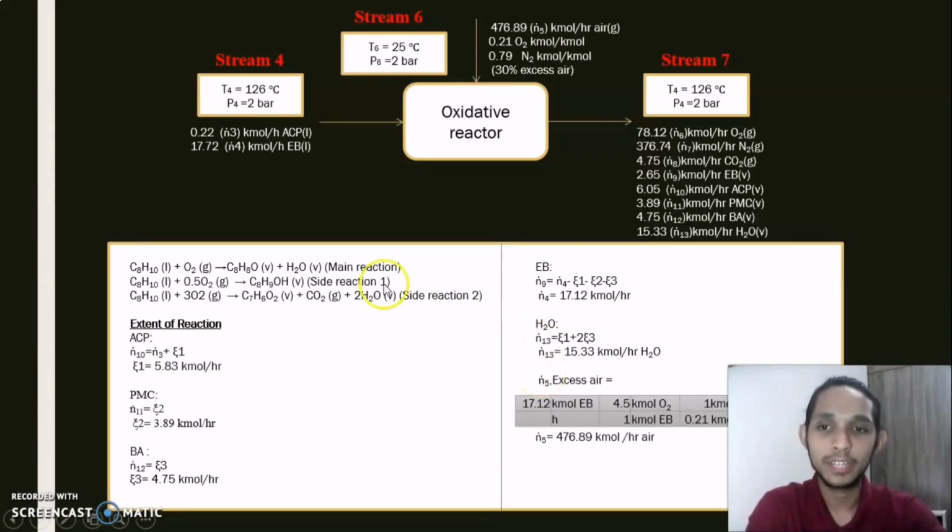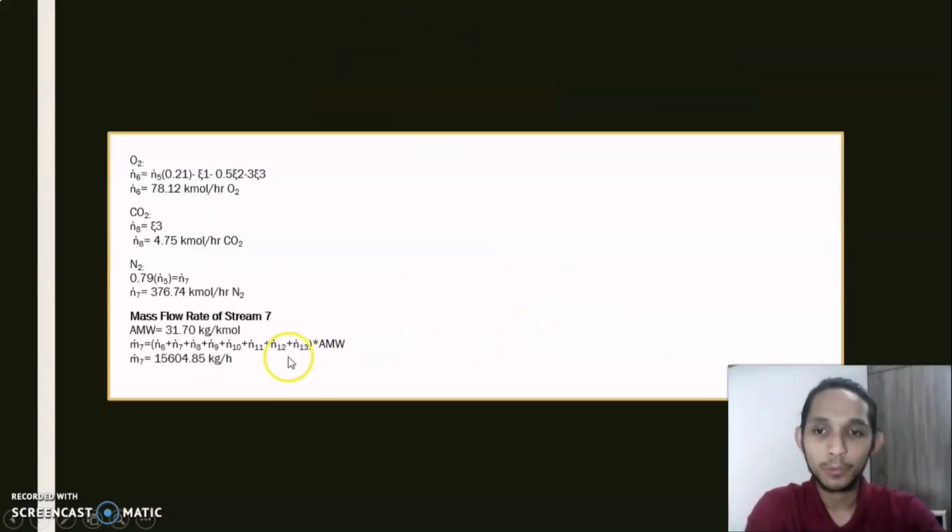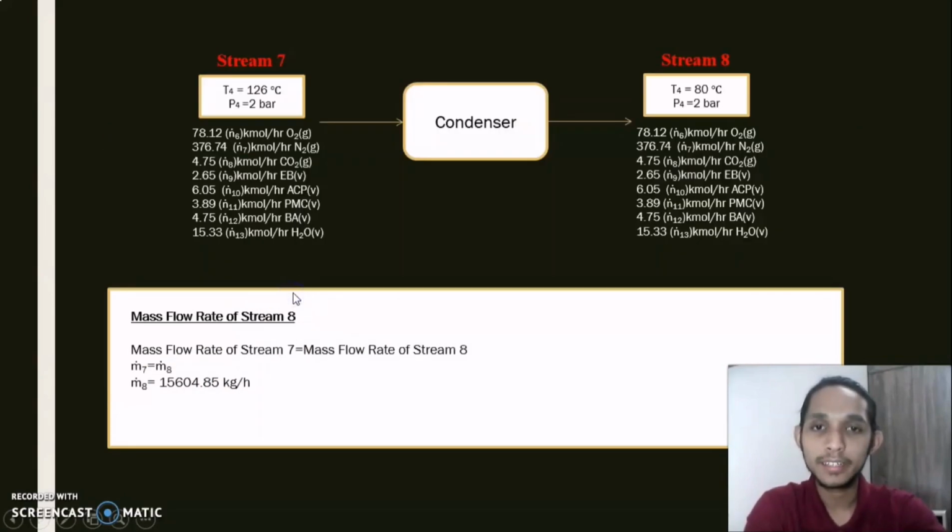Next, we move on to the oxidative reactor. For the oxidative reactor, first we list all the equations. First is the main reaction, and then side reaction 1, and also side reaction 2. Then we find extent of reaction 1, extent of reaction 2, and also extent of reaction 3. From this, we can find all the unknowns. When we have all the unknowns, we multiply by the average molecular weight, which equals 31.7. Then we can get M7, which equals 15604.85 kg per hour.